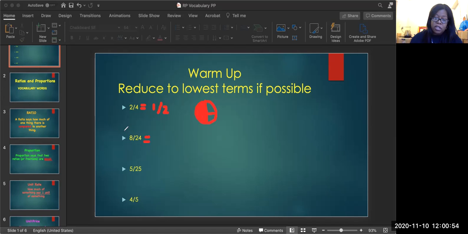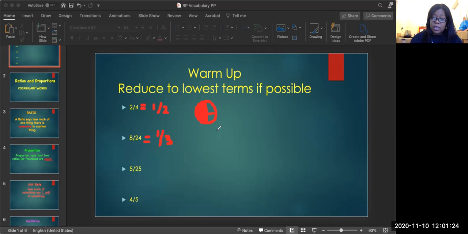So let's do this one, 8/24. A number that both 8 and 24 can be divided by is 8. So when I divide 8 by 8, I get 1. And when I divide 24 by 8, I get 3. So what I'm saying is 8/24 is equal to 1/3.